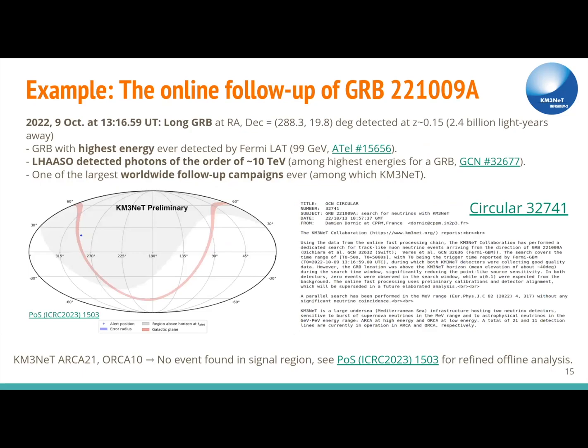Here is an example of the follow-up of GRB 221009A that was presented yesterday. As has been said, it is a really powerful GRB, so there has been a worldwide follow-up campaign. KM3NeT has been involved in that. We haven't found any excess signal, but we have published this non-detection in a circular. And we have also set up an offline refined analysis, which has not found anything either.